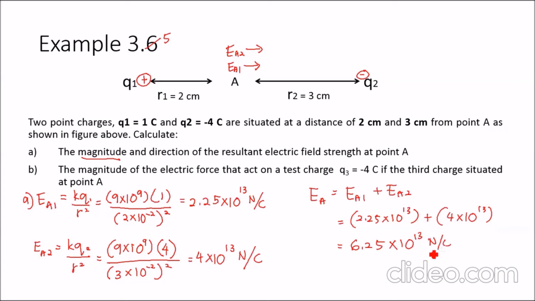Okay, 6.25 times 10 to the power of 13 Newton per Coulomb. This is the magnitude. For the direction, you can look at this diagram that we have sketched. Both of these electric field strengths are going to the right. Thus, the resultant direction will be to the right also.